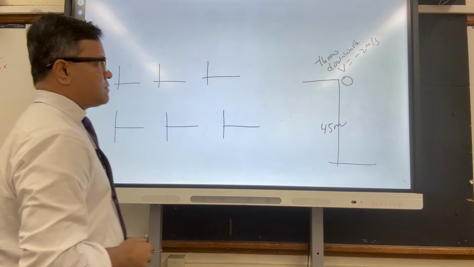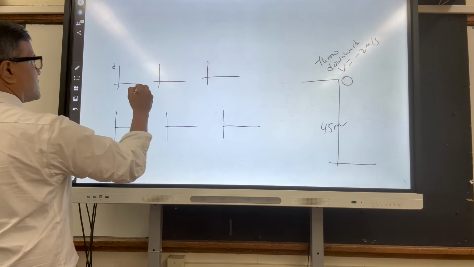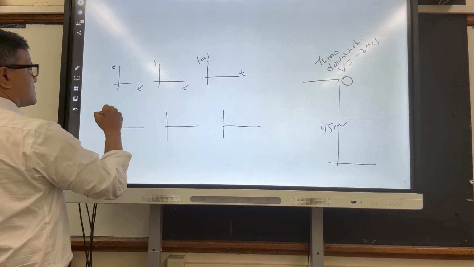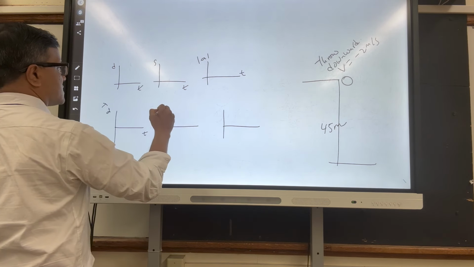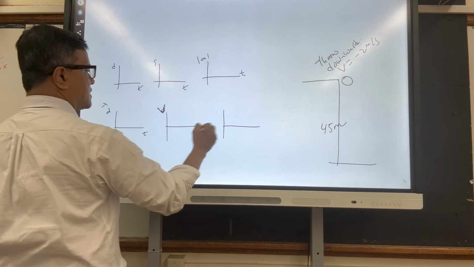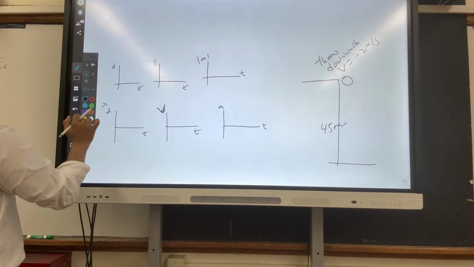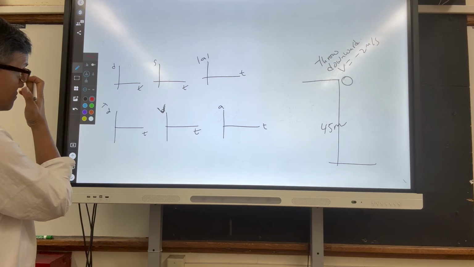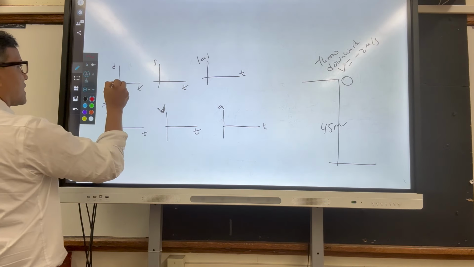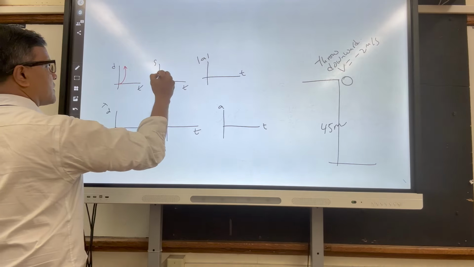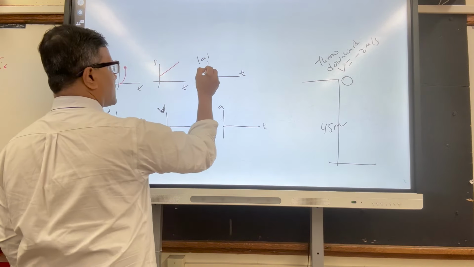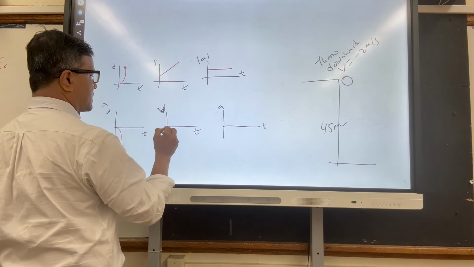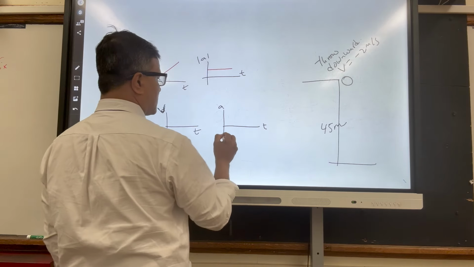All right. So this is dt, this is st, this is at. This is displacement versus time. This is distance, velocity versus time, acceleration versus time. So how will the dt look like? dt would look like this. St would look like this. At would look like this. Dt would look like this. Vt would look like this. At would look like this.